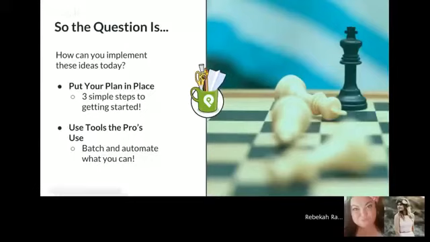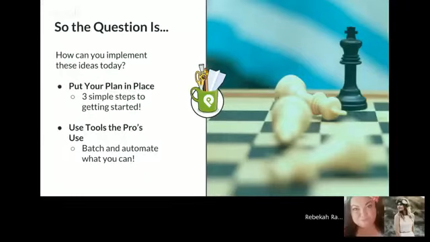So the question is, with everything that we've talked about here today, how can you implement these ideas? How can you take the ideas from different brands? How can you take all the information that Ashton shared about creating a style guide and really defining that visual style?